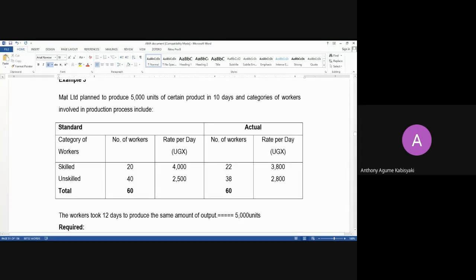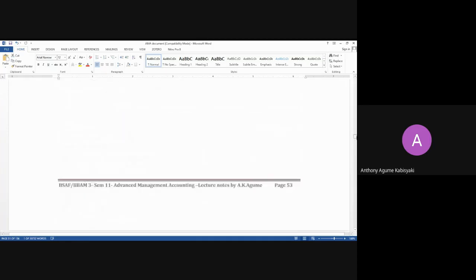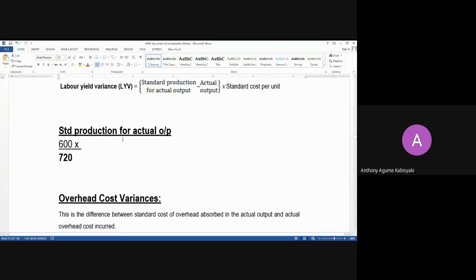They're saying that Mart plant produced 5,000 units of a certain product in 10 days. And then the categories of workers involved in the production process took 12 days to produce the same amount of output. Yes, here the standard is the same as the actual. So once you multiply by 5,000, what do you get?